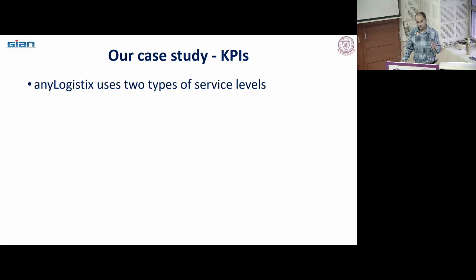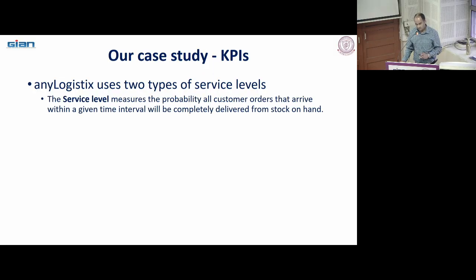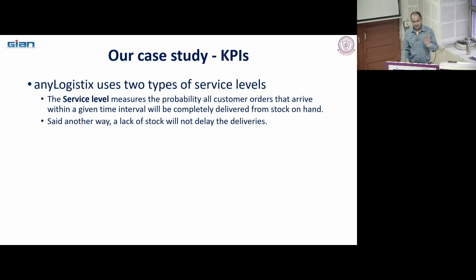AnyLogic uses two types of service levels. First one is the normal service level and second one is the expected lead time service level. So what is the difference between these two? The first service level measures the probability that all customer orders received within a specific time interval will be completely delivered from the stock on hand. So basically based on the available stock, this service level will try to find out the probability whether you can deliver those orders or not.